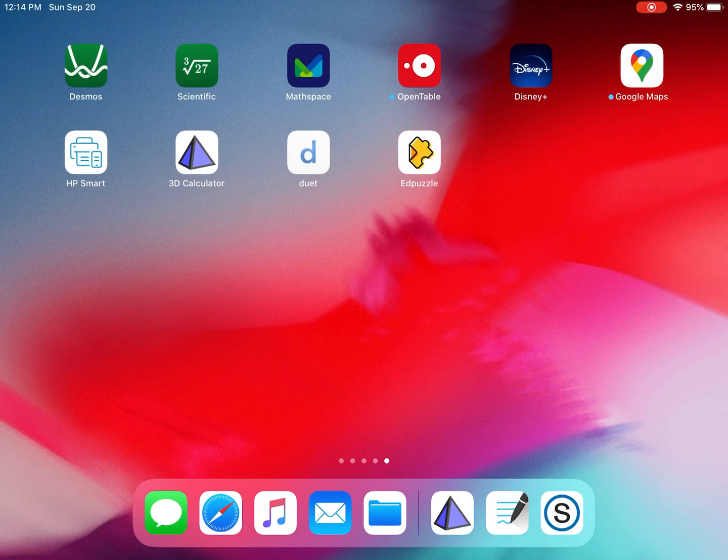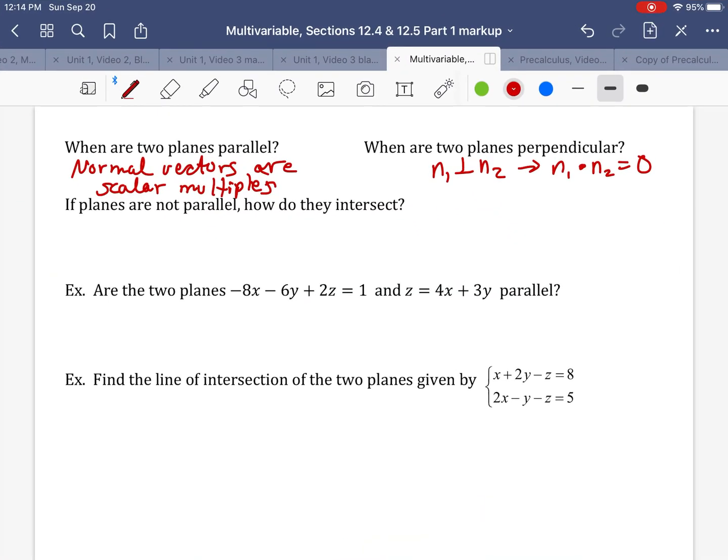All right, so here we go back to where we were. So if planes are not parallel, how do they intersect? They intersect in a line. Okay, and so let's ask this question here. Are these two planes parallel? So let's take a look.